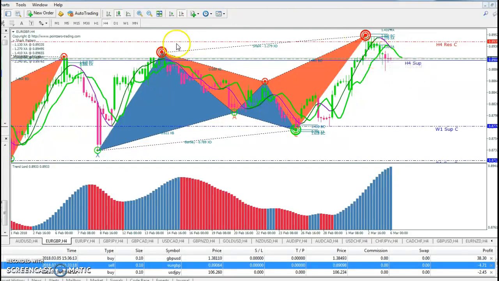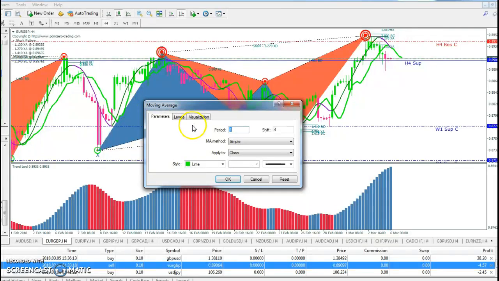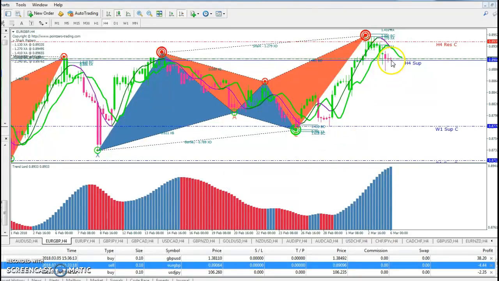If you don't have this 4 moving average, all you need to do is go over here to Insert, Indicators, Trend, Moving Average, Period 4, Shift to 4, hit OK, and you'll have it on the chart. The other thing, if you want more confirmation, you could wait for the Hull and the simple moving average to cross. It looks like it's about ready to cross here. It hasn't quite yet.